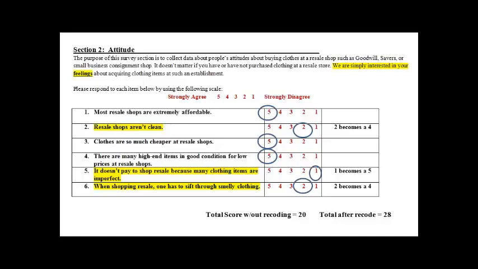That's really their true score because they have a positive attitude. So technically, the fact that they scored "resale shops aren't clean," which is statement number 2, as a 2, is really a 4 because they have a positive attitude. They're saying, yeah, I don't believe that the resale shops aren't clean. I believe actually the opposite.